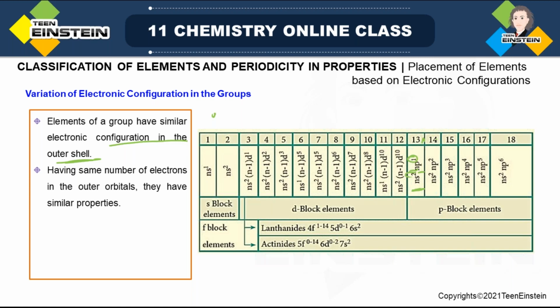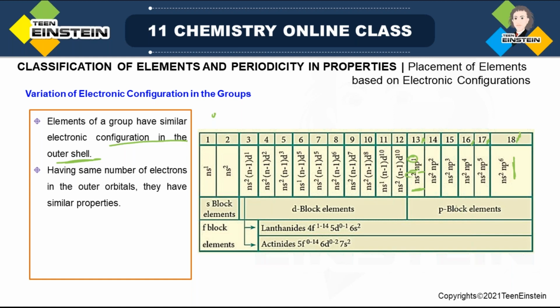Suppose just take oxygen. How many valence electrons? It is 2s2 2p4, so 6 valence electrons. So it should belong to which group? 16. That is the last digit. So this last digit always denotes the number of valence electrons. Similarly for noble gases also, total 8 valence electrons are there. So it starts from the configuration ns2 np1, then 2, 3, 4, 5, 6, maximum capacity fulfilled.